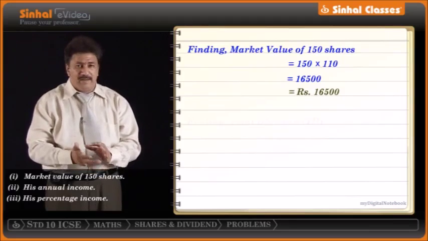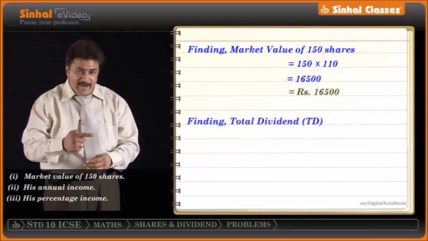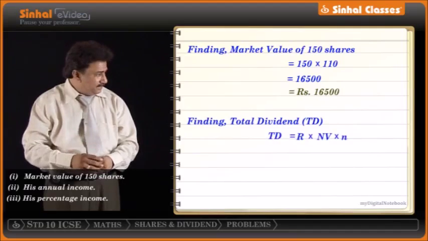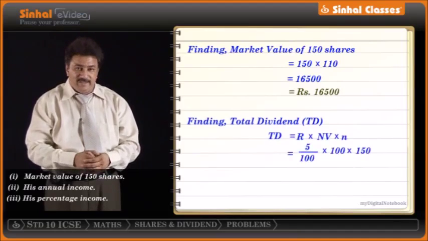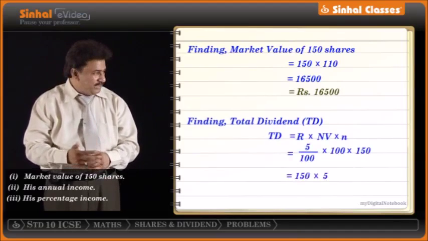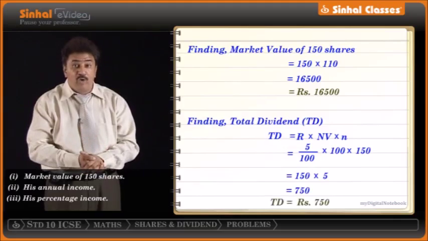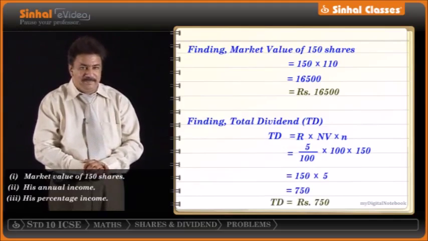So that's the value. Second part of the same sum. Find his annual income, total dividend. How do you find the total dividend? Rate into nominal value into number of shares. That is 5% of 100 into 150 shares. Which gives me, after simplification, rupees 750. So rupees 750 is nothing but the total dividend.